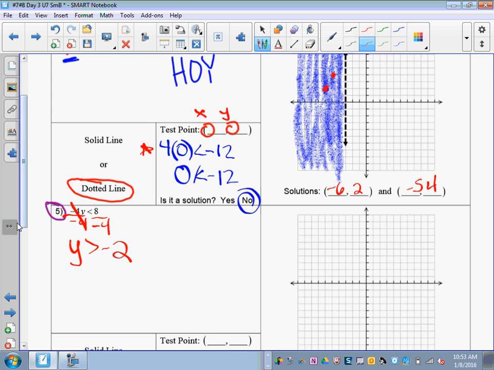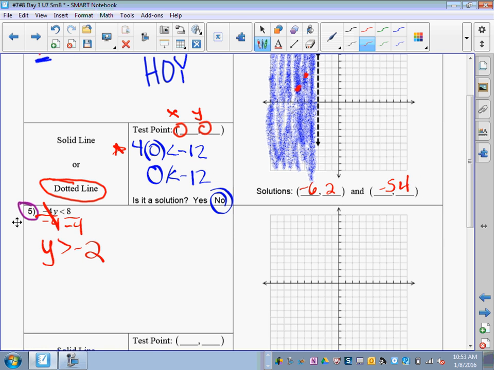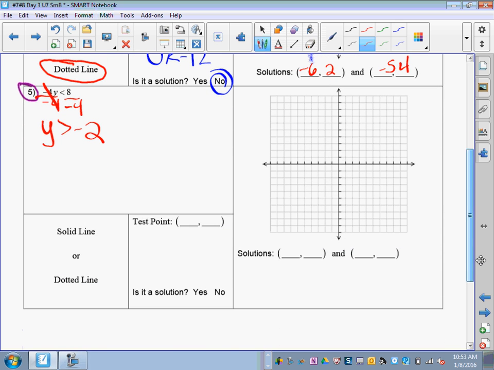So we have y is greater than negative 2. Alright, is this going to be a solid or a dotted line? Good. It's going to be a dotted line. And so why is it dotted? Because there's no or equal to. So a dotted line is when it's a plain old less than or greater than.